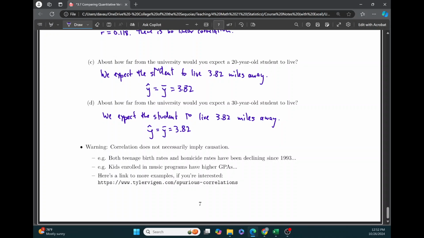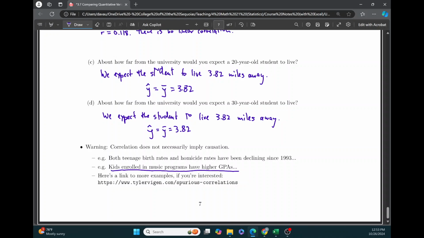Another really good example of this is about kids enrolled in music programs. There used to be this thing when I was in school, and I was a band kid, so I did band all throughout school. My dad was a band teacher. But there was this thing in the 90s where people thought that if you were enrolled in music, then you were going to get smarter and have a higher GPA. And that's because there was a correlation between kids being enrolled in music programs and kids having higher GPAs. And so they saw that correlation and they thought, oh, wow, music must make people smarter.